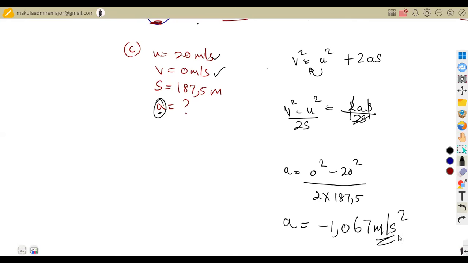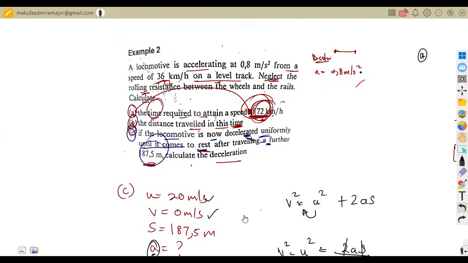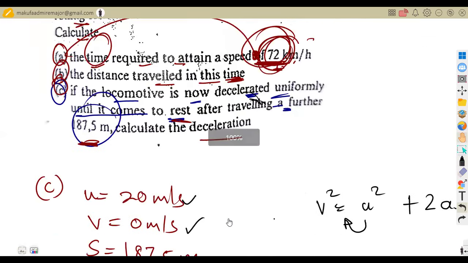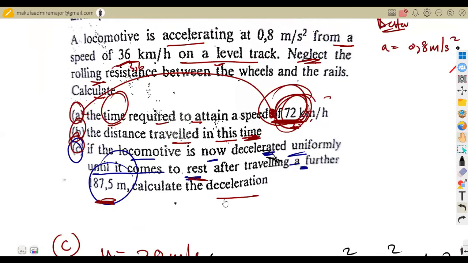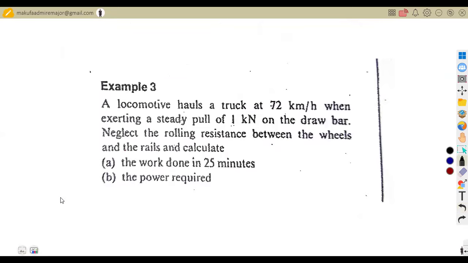So the negative that we're obtaining is to show that this is truly a deceleration. So you read to understand the question. You are supposed to understand that it was going, and it is now going down, it is now decelerating. It was accelerating in the first place. Yes, it's true, very true. But this one is another statement. You have to consider that it's another statement. All right.